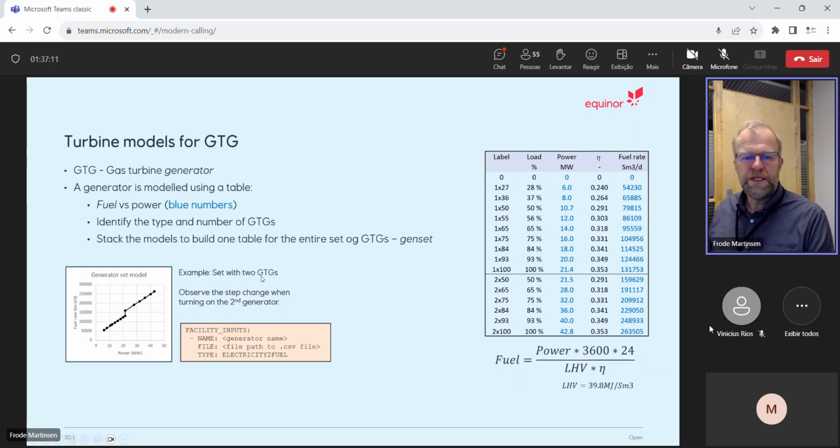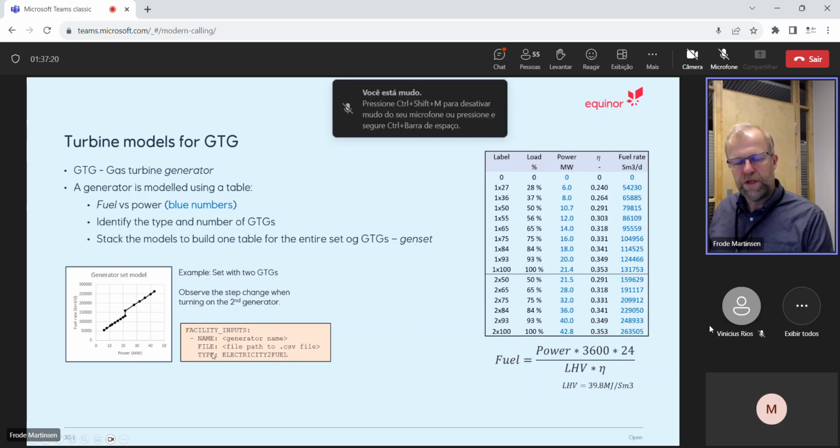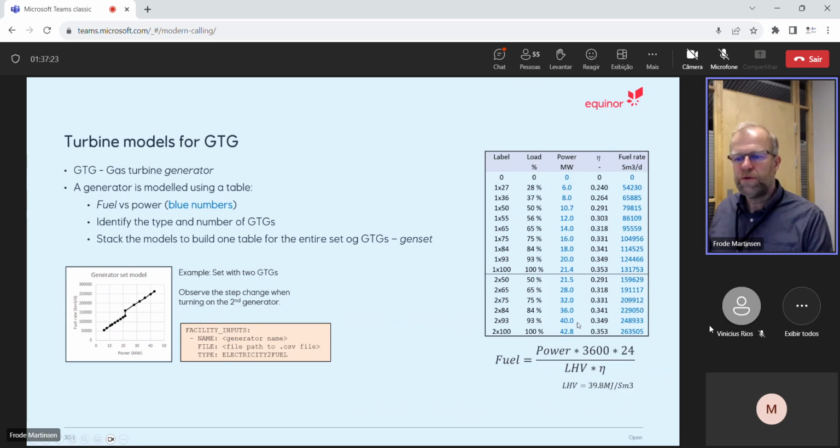This set has two GTGs, and there is a step change when you turn on the second generator. And the yellow here is just the syntax you need to put into eCalc. You put in this table the blue numbers, you store it in a file, something called mygenerator.csv, a comma-separated value file, and you include that here. And you give it a name, mygenerator, for instance, and you have to say it is an electricity to fuel. The capital letters are keywords in eCalc. So that's how simple the generator models are. But now you have an insight into why they are simple.